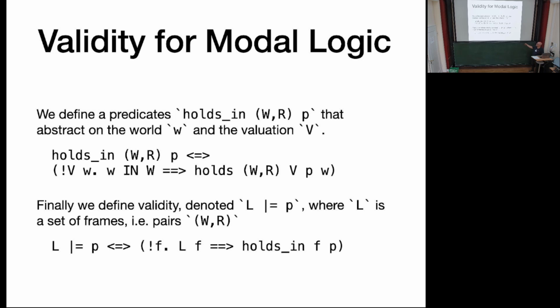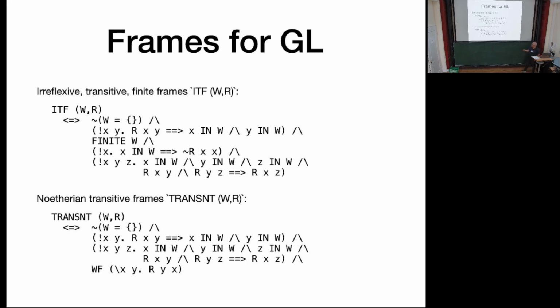And finally, we abstract over the frames. We have a set of frames L, which is our interpretation of the logic, and so P is valid on the set of frames L if and only if for all frames F, L F implies holds in F P. And this is the Kripke semantics for modal logic in general. Now, for GL, we consider the irreflexive transitive frames. So we have a pair W, R where W is not empty, otherwise it's not a frame. And R is well defined, so R X Y means that X and Y are worlds. W is finite.